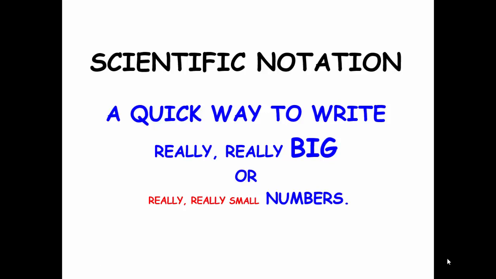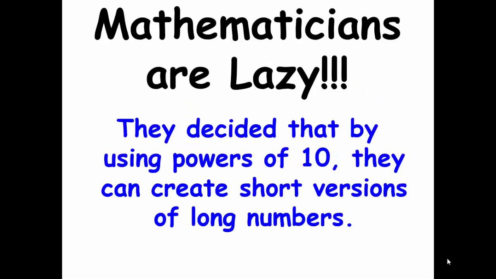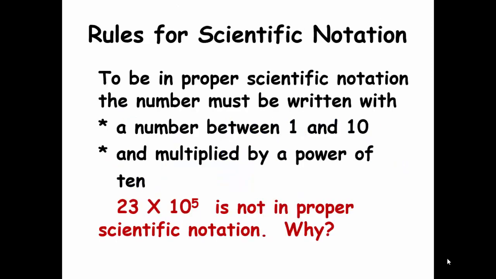Hey guys, here we have a review of scientific notation. Scientific notation is something you guys learned in 6th grade, and it is a way to write really, really big or really, really small numbers. In the big scheme of things, mathematicians are lazy, so they decided that using powers of 10, they can create shorter versions of long numbers.